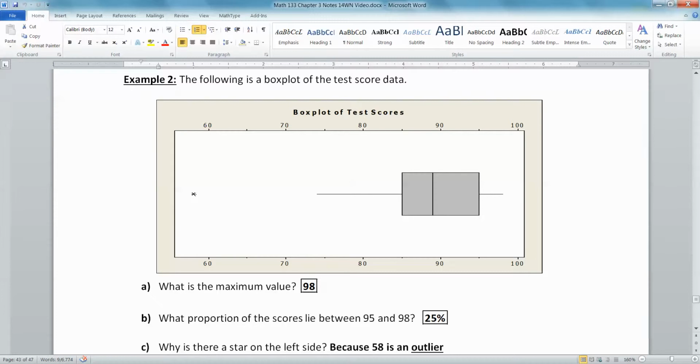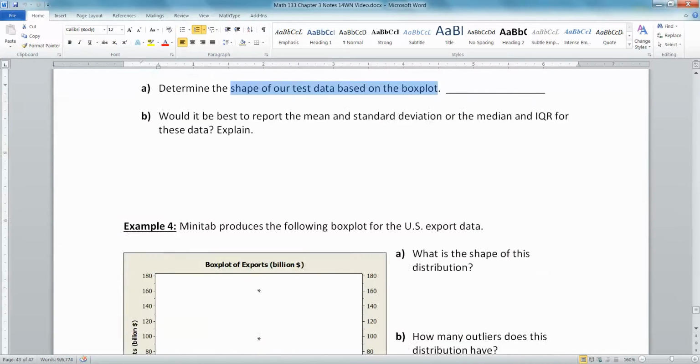So if you take that into account and see how long this whisker is compared to how short this whisker is, that trumps everything, right? So you have this outlier down here, 58, that's making it skewed left, right? Because that outlier 58 is making this whisker here really super long. The box part is a little bit bigger on the right, but that's not going to win out over this huge whisker. So this is skewed left.